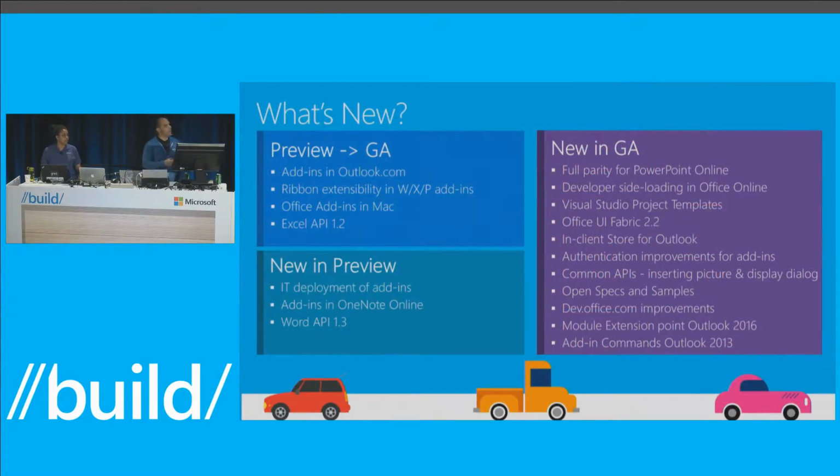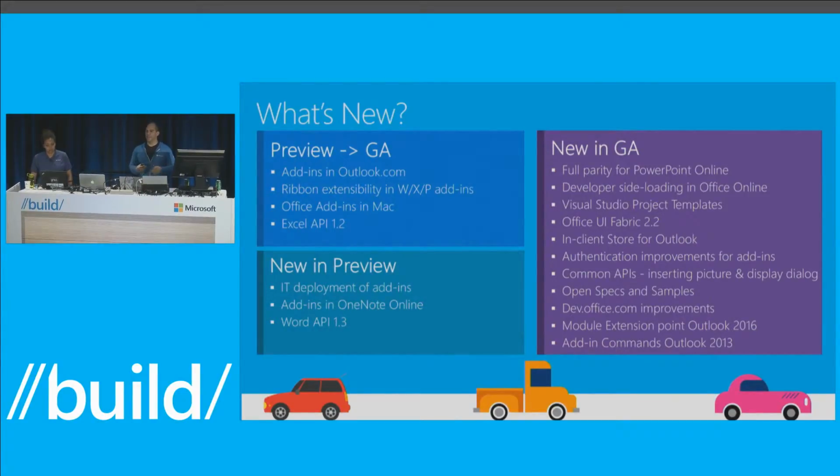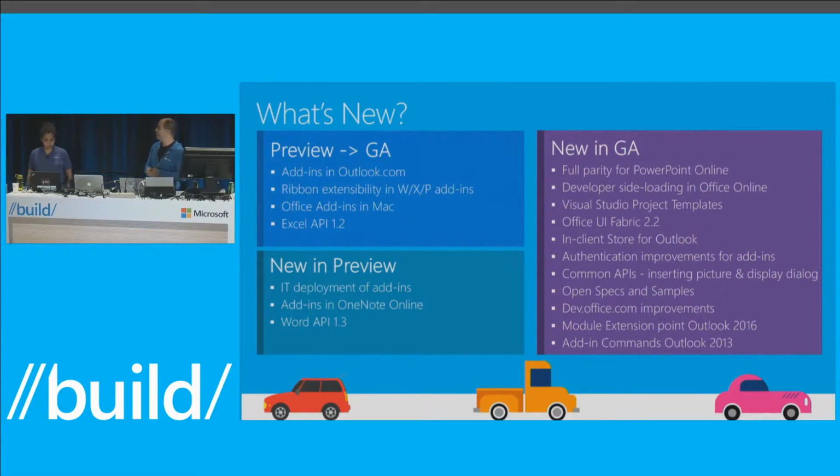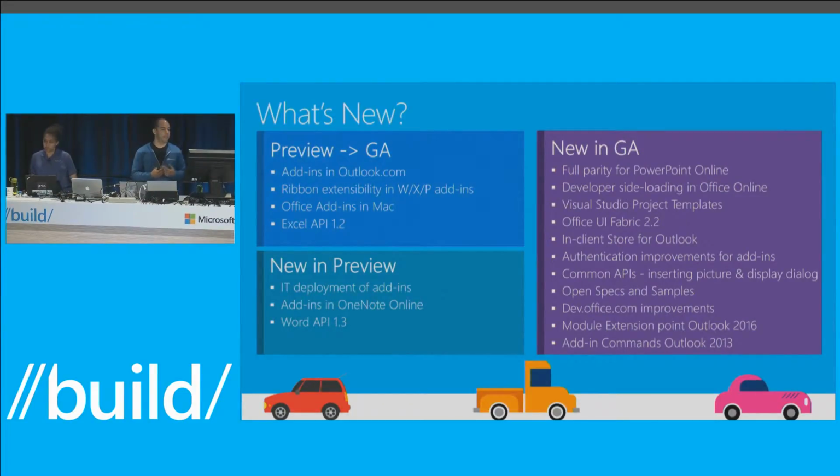In the overview session, we talked about several new things that we've been working on for the past several months. There are a few things that are going from preview to GA, like Outlook add-in support and the ribbon extensibility. This is one new announcement that we are making at Build. We are GA-ing add-in commands, which allow you to do a lot of cool stuff. We're going to see how you can do that.